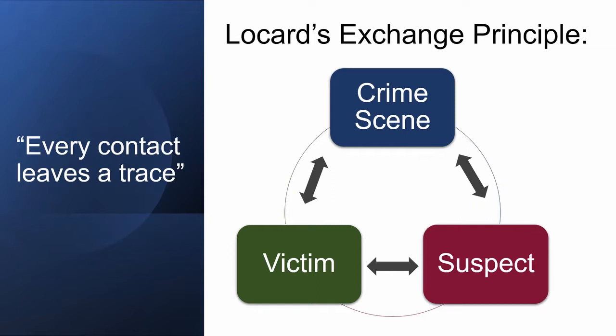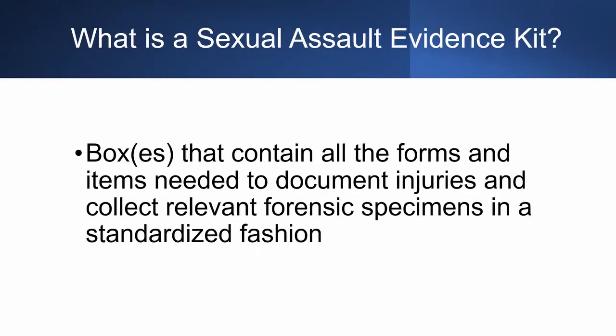The collection of samples from the victim of a sexual assault enables us to look for body fluids such as blood, semen, and saliva that may be transferred from the suspect during the sexual assault. A sexual assault evidence kit is comprised of a box or boxes that contain all of the forms and items needed to document injuries and collect relevant forensic specimens in a standardized fashion.